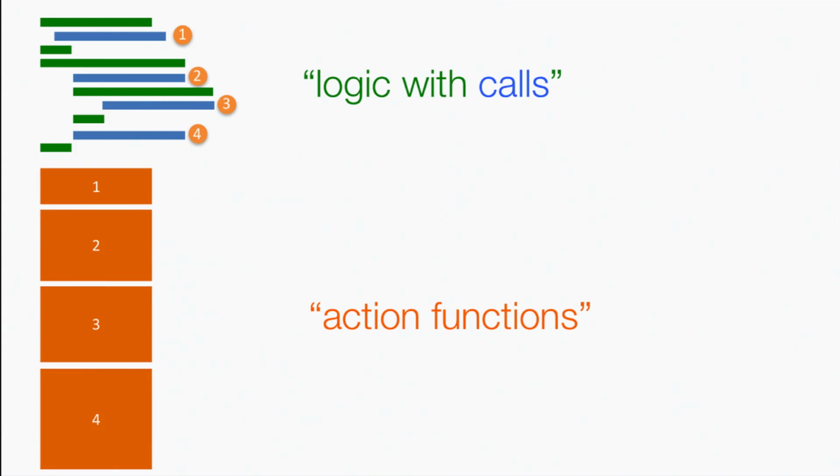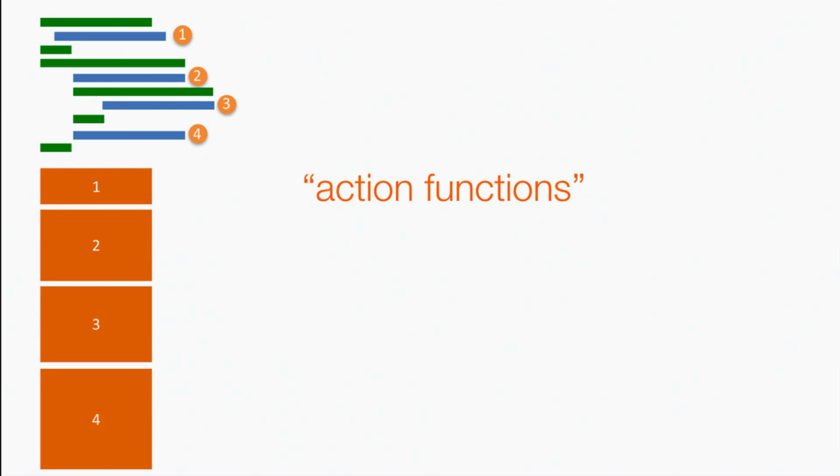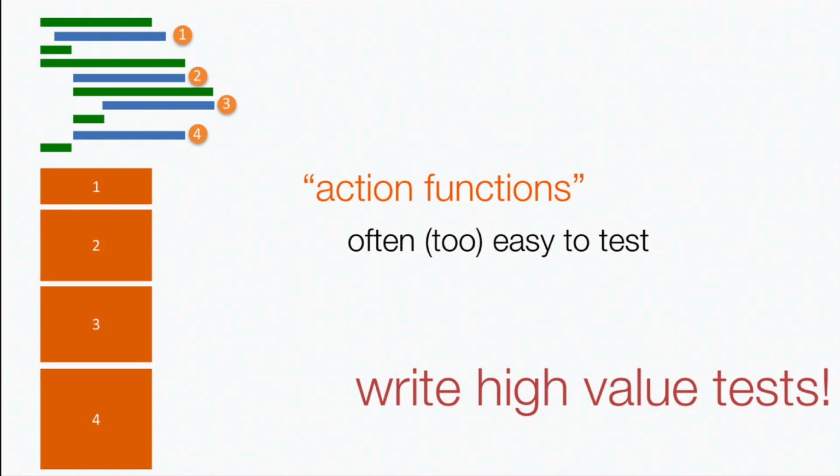What you want to do is, when you have this separation, we can start talking about how you test each of those sides, because you're going to do different kinds of testing. So for those action blocks, those action functions, they typically tend to be easy to test. In fact, quite often too easy to test. If it's just some input in and you expect some output, it may not even be worth testing. Remember, we want to write high-value tests.